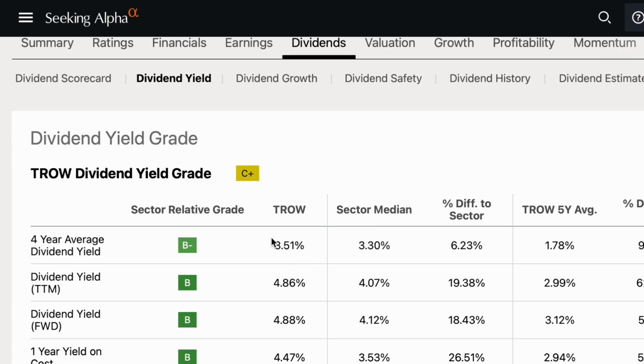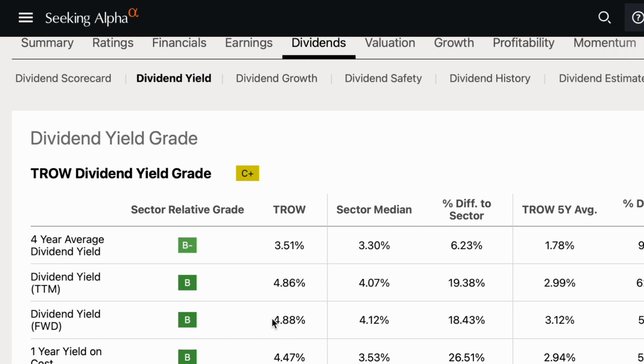Here, the first piece of information is the 4-year average dividend yield, which for T. Rowe is 3.51%. Just below the 4-year average dividend yield, we have the trailing 12-month dividend yield, which is 4.86%. And below that, we have the forward dividend yield, which is 4.88%. You can use either the trailing 12-month or the forward dividend yield in your analysis. They are actually both relatively close, so they should yield a very similar valuation.